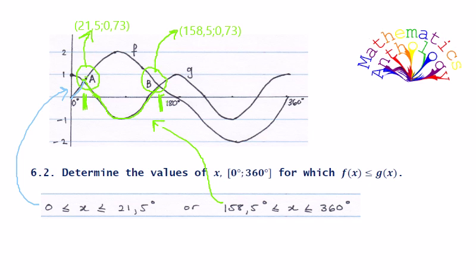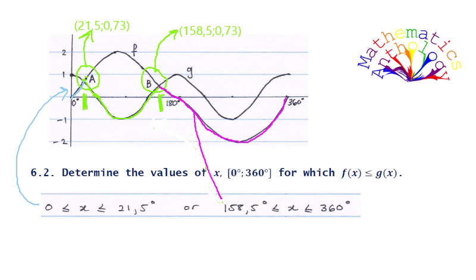The first section of the graph where the f graph is below the g graph is the blue section that I've highlighted on the graph. That falls between 0 and the point of intersection, which is 21,5 degrees. So my first answer will be 0 is less than or equal to x, which is less than or equal to 21,5 degrees.